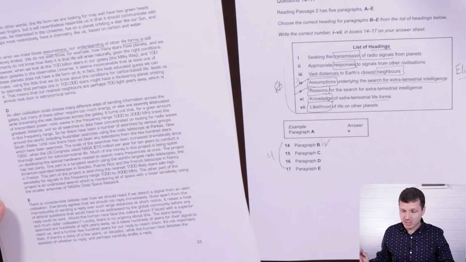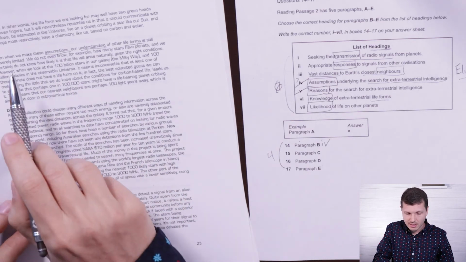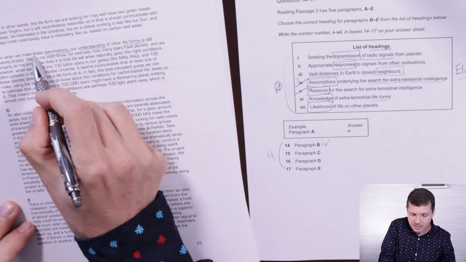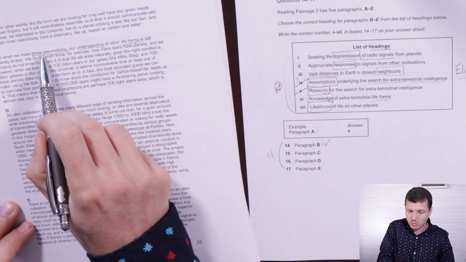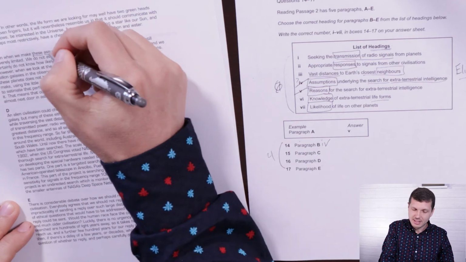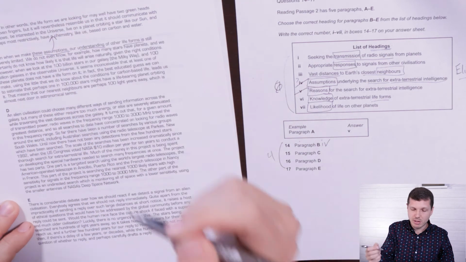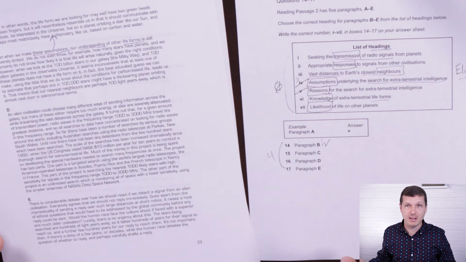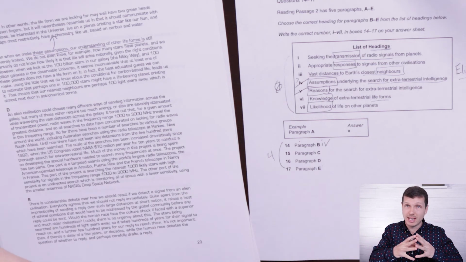This sounds very much like number 6. But what about assumptions? Even when we make these assumptions, so what are these assumptions? Look at this. These assumptions is referring back up to the previous paragraph, right? These paragraphs are still connected.